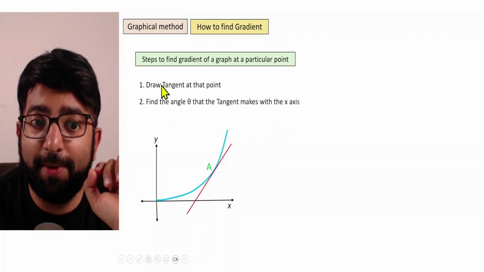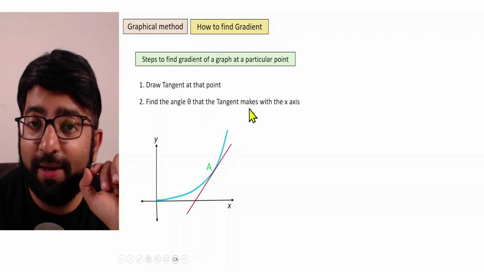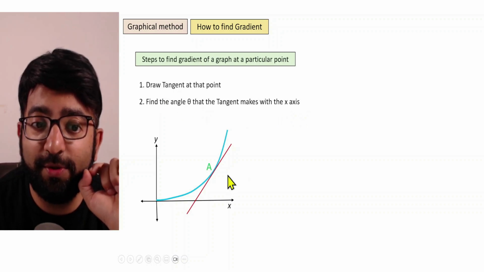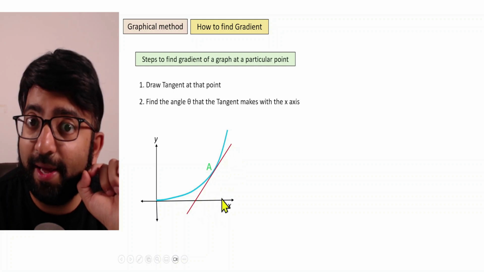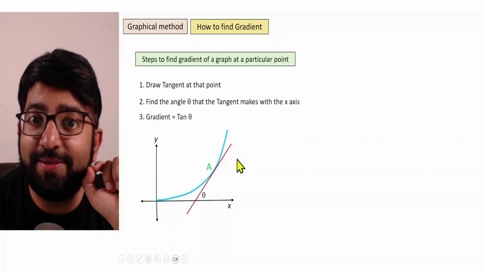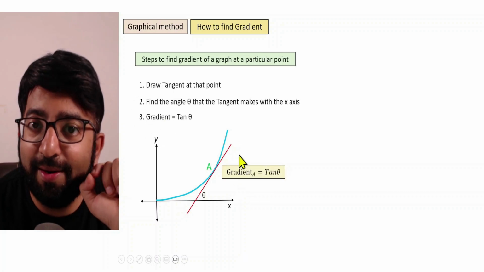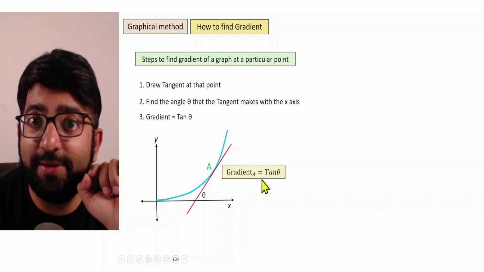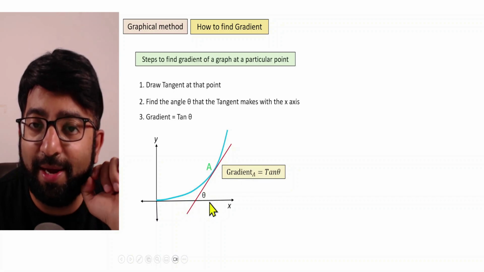So let's go. This red line is the tangent to this blue graph. That's step number one. Step number two is find the angle theta that the tangent makes with the x-axis. So the angle between the red line and the x-axis, this is theta. And step three, gradient is tan theta, which means gradient for the graph at the point A is nothing but tan of this angle, tan theta.